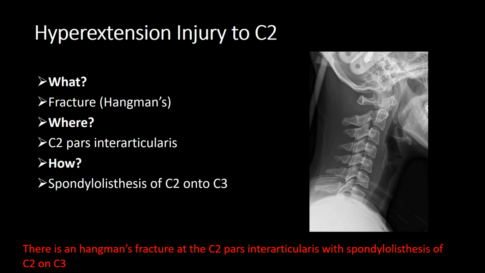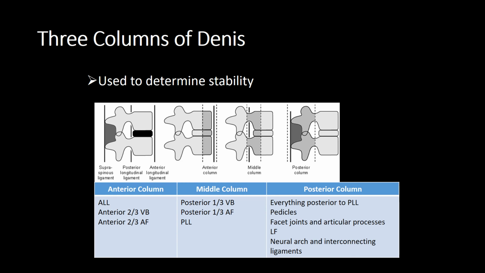So what is it? It's a fracture, hangman's. Where? C2 pars articularis. How? Spondylolisthesis of C2 onto C3. So we use the 3 columns of Denis to determine stability. So if there is a fracture that involves 1 column, then this is considered to be a stable injury. If a fracture involves 2 columns, this is therefore an unstable injury.